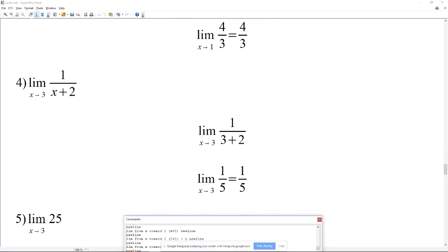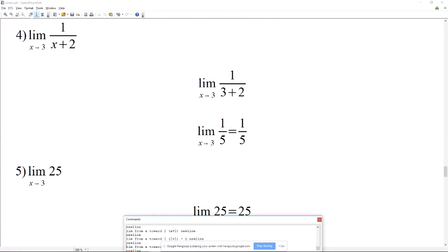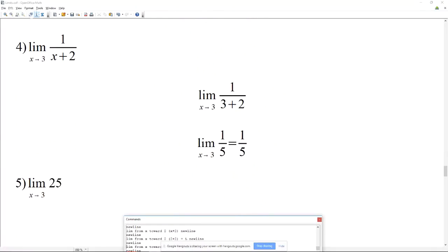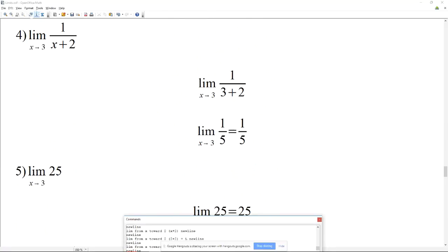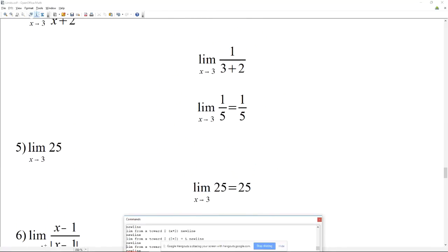So you're right, but you just plug in 3, you get the limit of 1 over 5, which is a constant, which is 1 over 5. Okay. Perfect. Now let's go to the next one. So the limit. This one's easy. I mean, how simple is this one? The limit is 25. Boom. Done. That's it. That's all you gotta do.